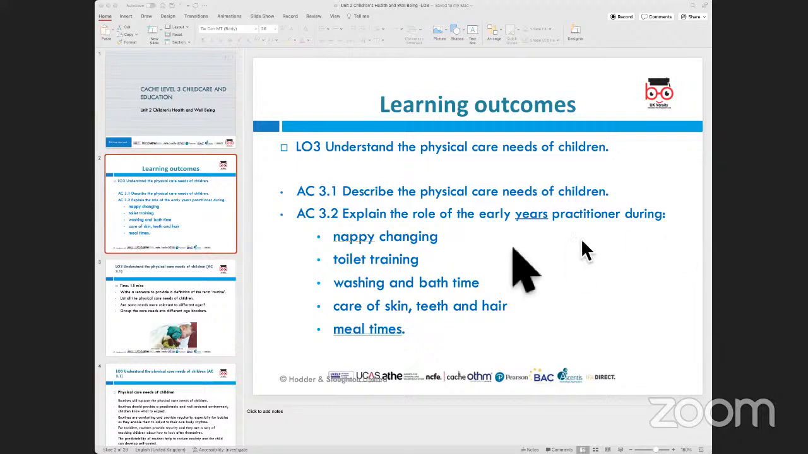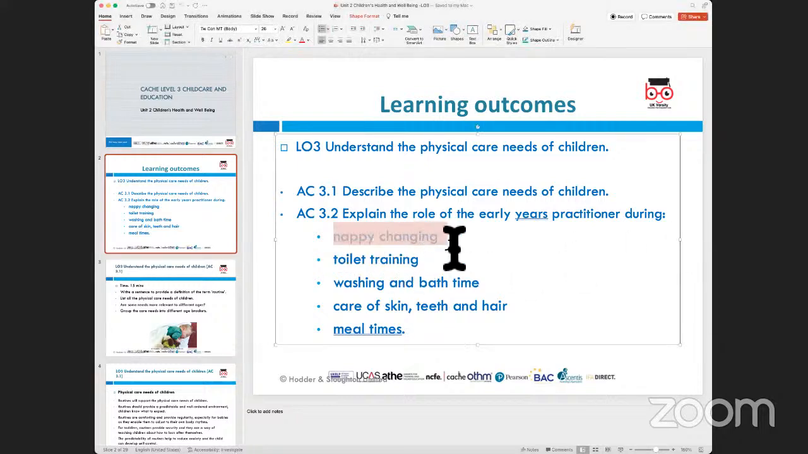So for example, some of them that I've highlighted here are things like nappy change, toilet training, washing and bathing time, care of skin, teeth, and hair. Obviously, mothers, or in some cases fathers, would brush the child's hair twice or three times a day. You'll put some oil, massage the scalp, basic things which are required. And then slowly and gradually, the idea is to start getting them into what are called habits.